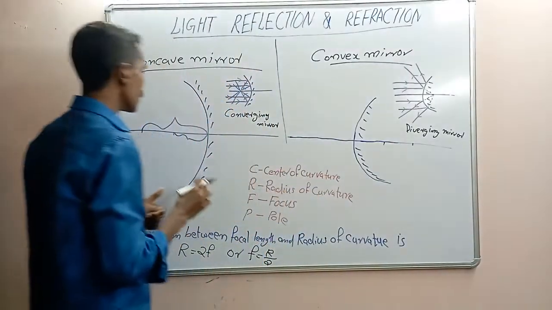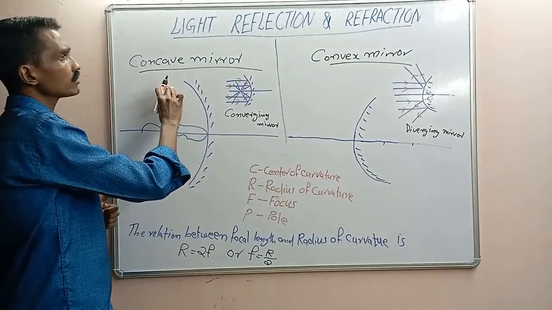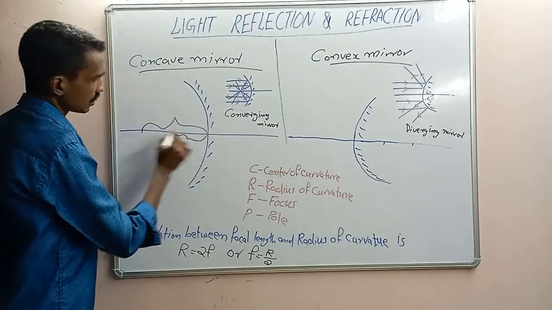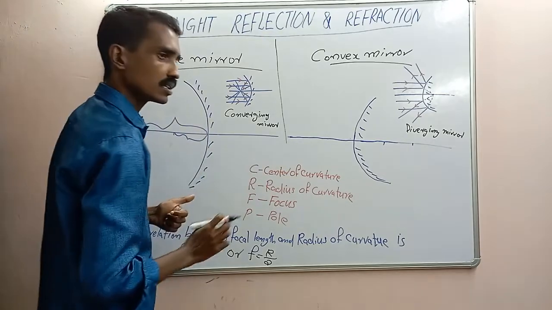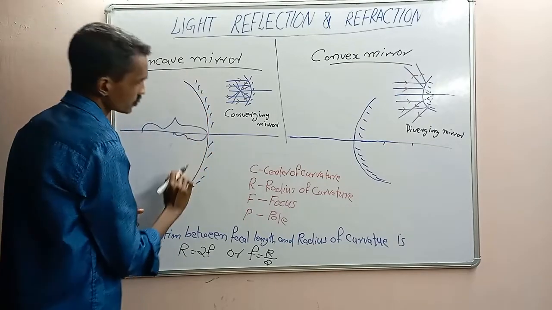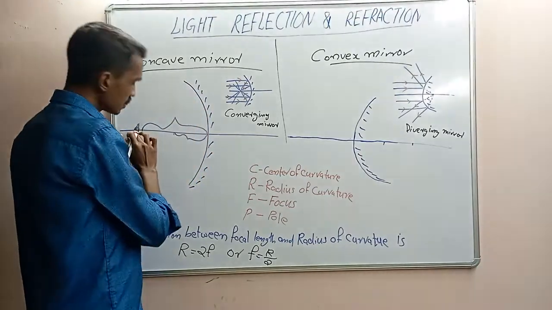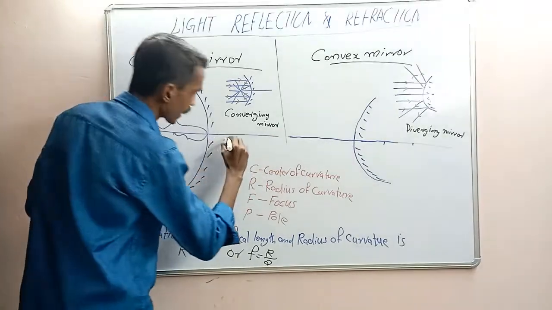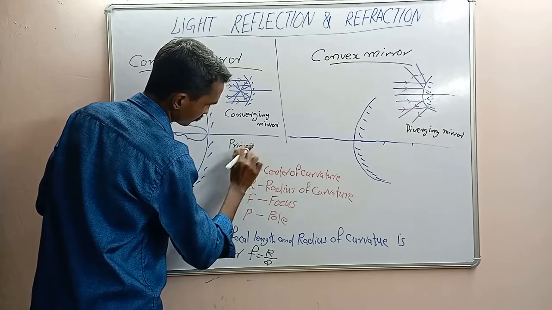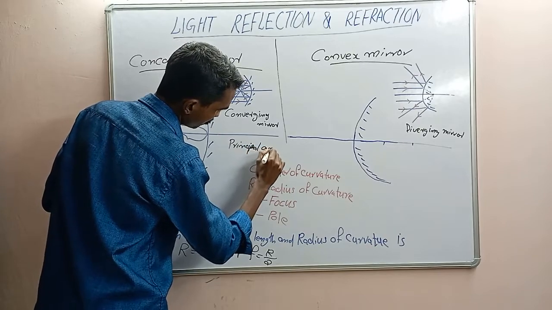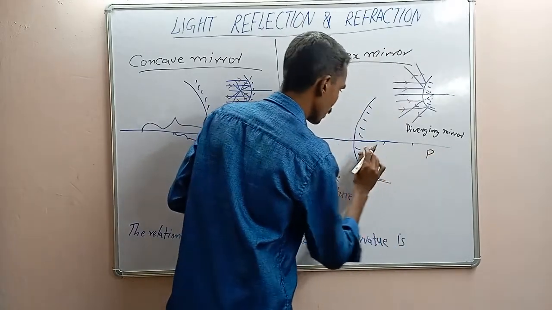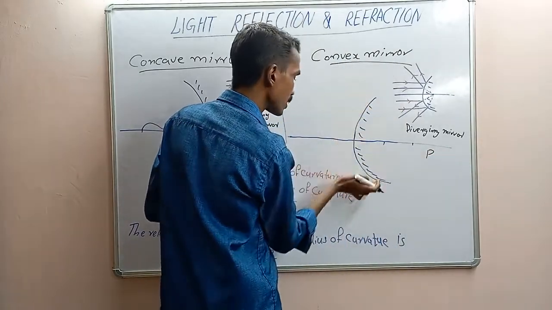Right? So some terms about the concave mirror and the convex mirror. Here, let us take an axis which cuts the concave mirror into two halves. This particular axis is known as the principal axis. Here is also a principal axis, which cuts the convex mirror into two halves.